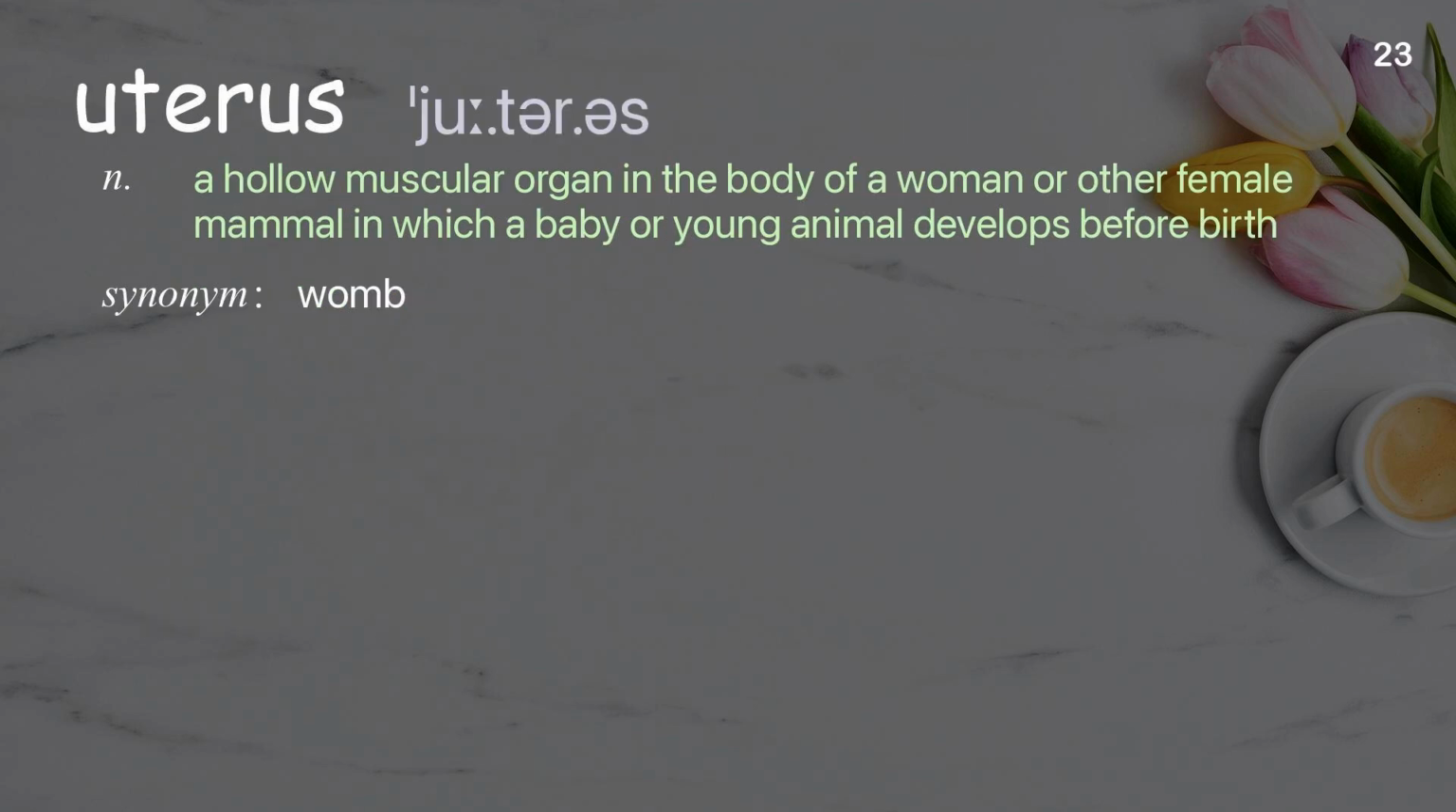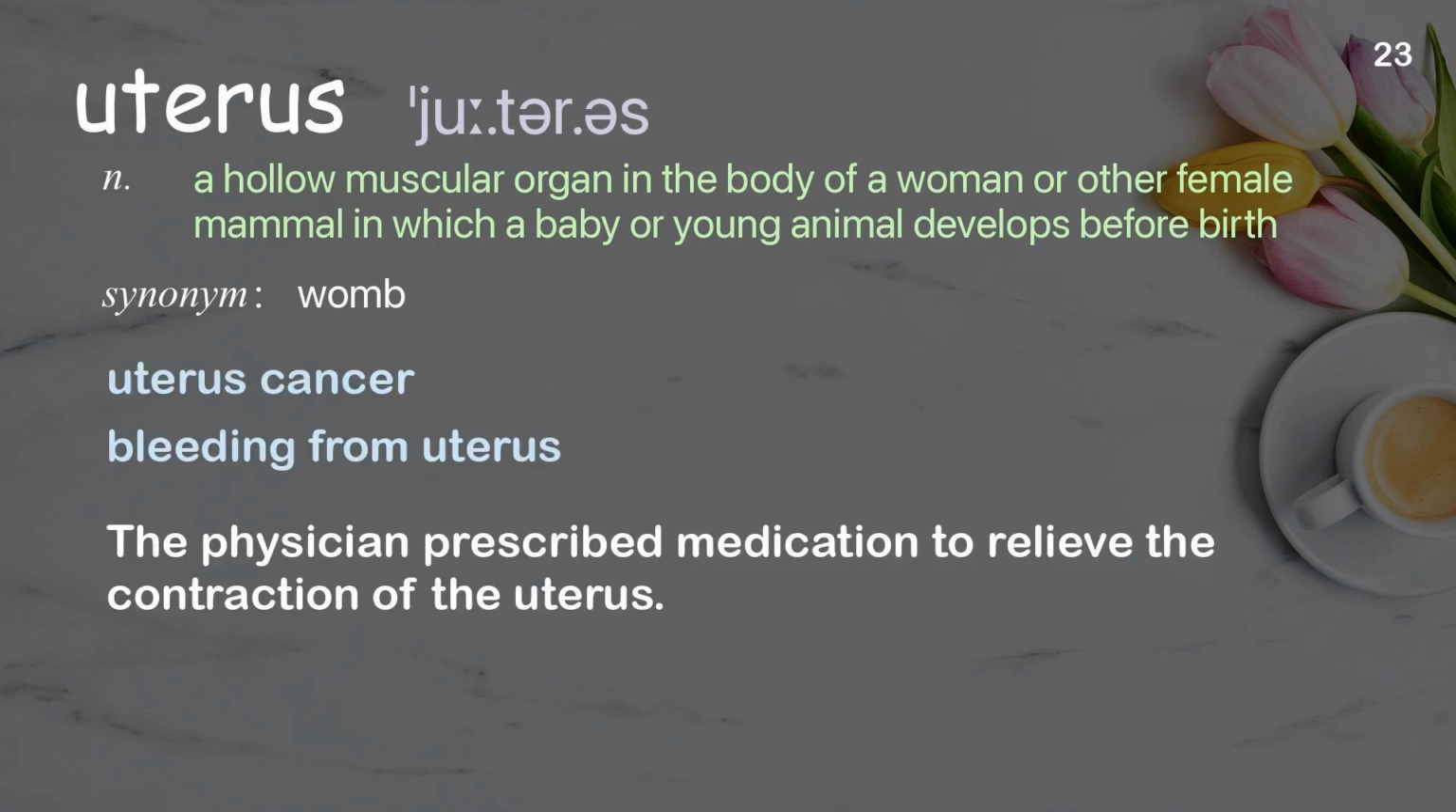Uterus. A hollow muscular organ in the body of a woman or other female mammal in which a baby or young animal develops before birth. Examples: Uterus cancer. Bleeding from uterus. The physician prescribed medication to relieve the contraction of the uterus.